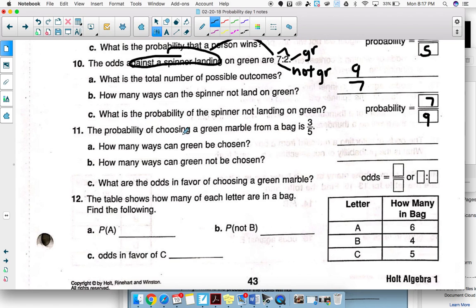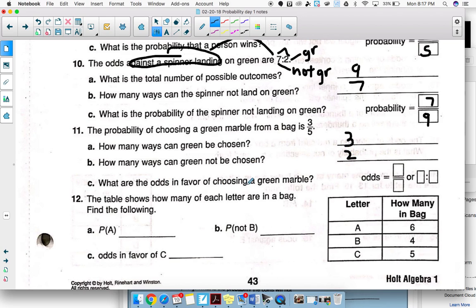Okay. And then this last one is just working it backwards. So the probability of choosing a green marble is 3 out of 5. How many ways can green be chosen? That means 3 of those out of the 5 would apply. How many of them are not green? Well, if there's 5 total choices, 3 are green. That means 2 are not.